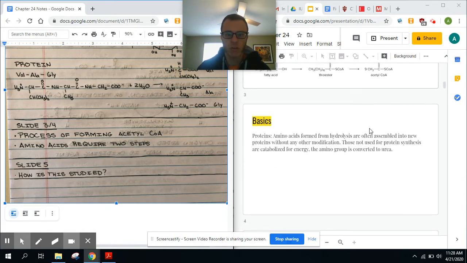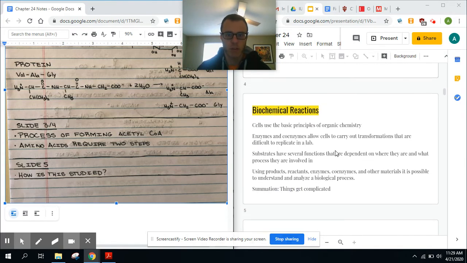This is slide 4. Proteins: amino acids are formed from hydrolysis, which is how we break apart their bonds. They are assembled into new proteins without any other modification. Or if they're not used for protein synthesis, they're catabolized for energy, and the amino group is converted to urea, and we pee it out. All right.